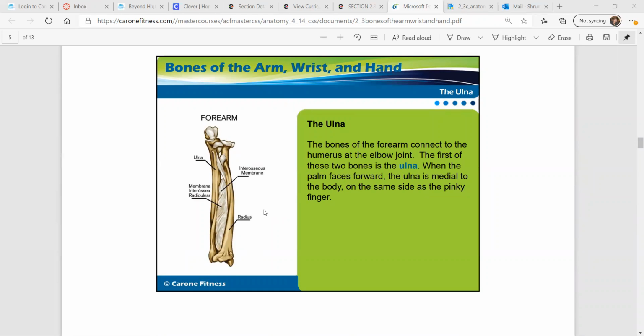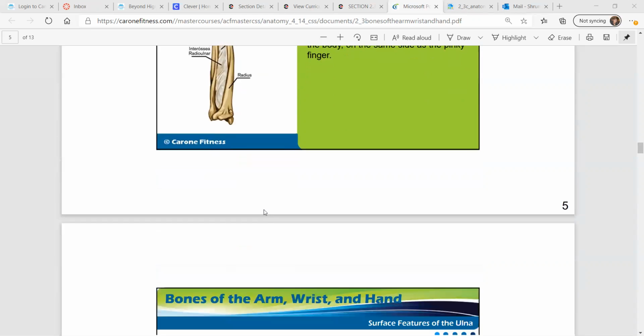When the palm faces forward, the ulna is medial to the body. And that means on the same side of the pinky finger. So if you take your hand, have your palm facing you, your ulna is on the side of your pinky, running along the side of your forearm.